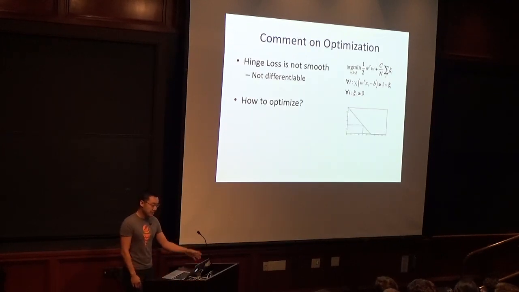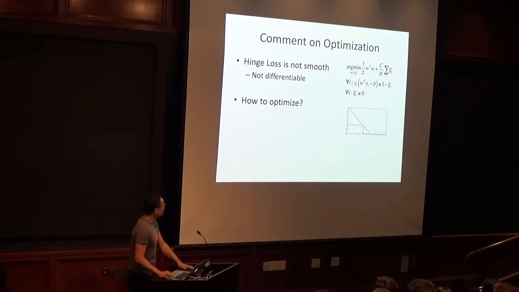Okay, so just a comment on optimization. This is something that was brought up just a few minutes ago. The hinge loss is not smooth. It's continuous, but it's not smooth, which means the gradient is not well defined everywhere. In particular, it's not defined at this hinge. That's why it's called hinge loss, by the way. There's this hinge right here.